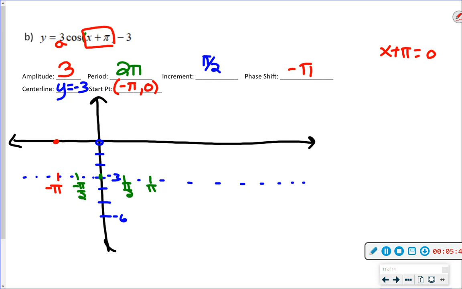So I'm at my max height, back to the center line, down 3 more, back to my center line, up 3 more. So there's my first period of cosine. Now, of course, I need the second period. I'm just going to keep going to the right because A, I have more room, and B, it's super easy for me to just keep adding a 1/2 pi. 1 plus a 1/2, 1 1/2 plus a 1/2, 2 plus a 1/2, 2 1/2 plus a 1/2.